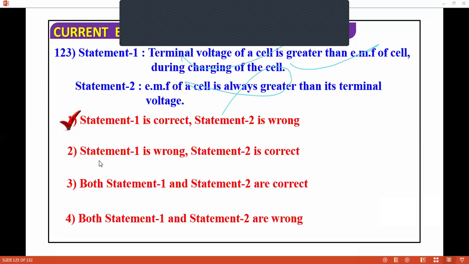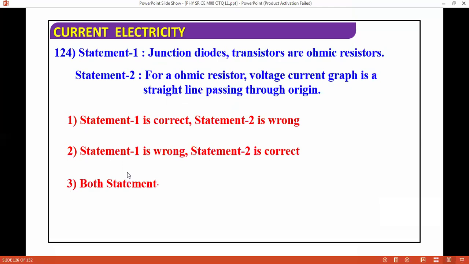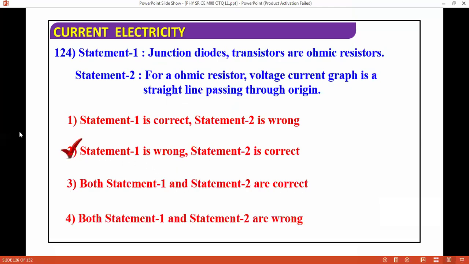Next question: junction diodes and transistors are ohmic resistors. For an ohmic resistor, the voltage-current graph is a straight line passing through the origin. So basically, the first is wrong, since junction diodes and transistors are not ohmic resistors, and this is correct. No issue yet. We are moving to the next question.